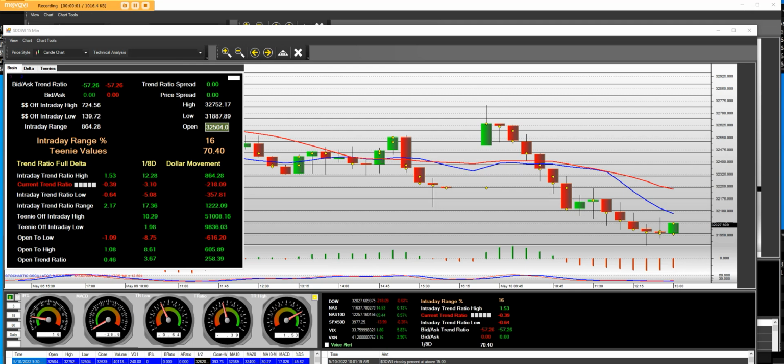5, 10, 22 Dow Jones. How to short gaps. We're going to talk about gaps. This is the Daily Stock Charts app. It's a 15-minute chart on the Dow Jones Industrial Average.